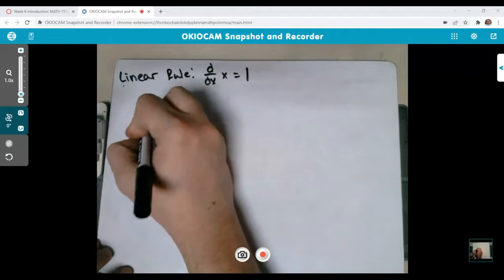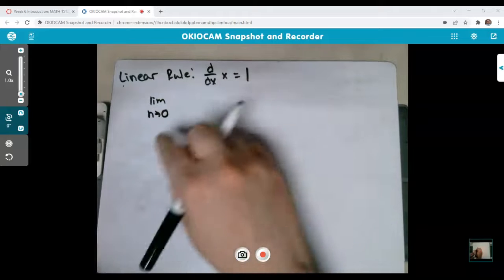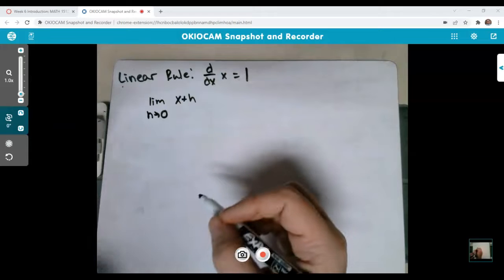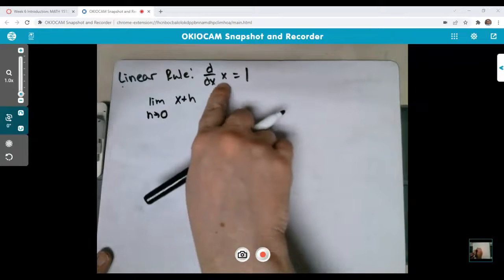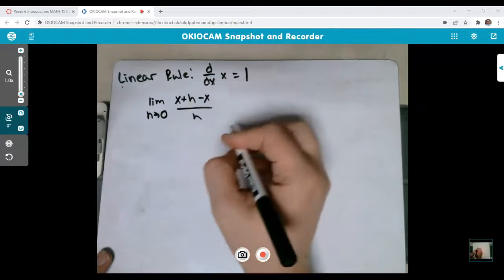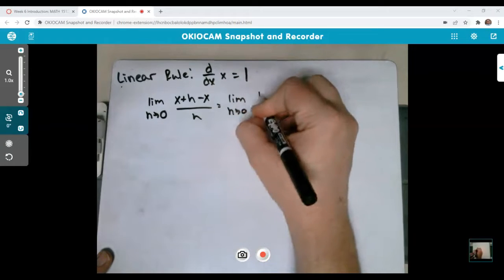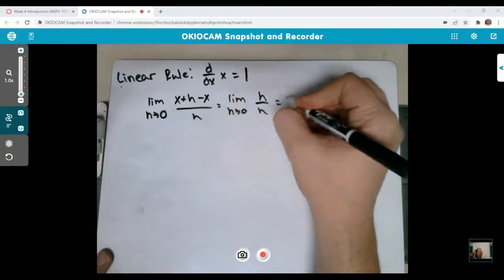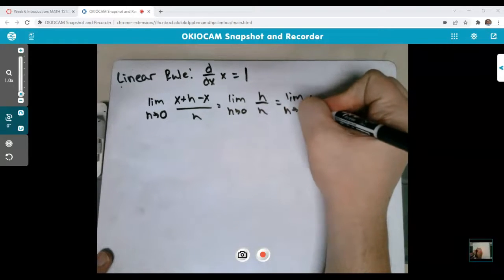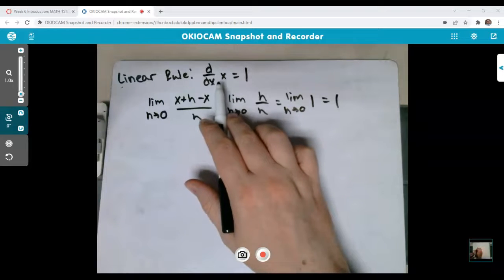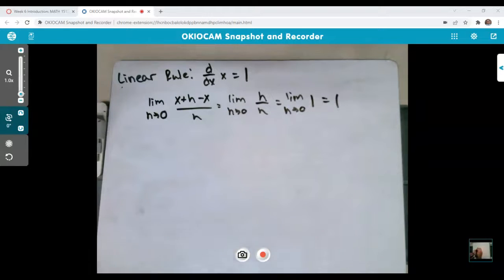So I know I would do the limit as h goes to 0 of f of x plus h, so x plus h, minus f of x, so minus x, over h. Well, x is going to cancel out with x, so that's the limit as h goes to 0 of h over h. Well, h over h is just a 1. So that's the limit as h goes to 0 of 1, which is 1. So the derivative of x is equal to 1. That's a helpful rule too.